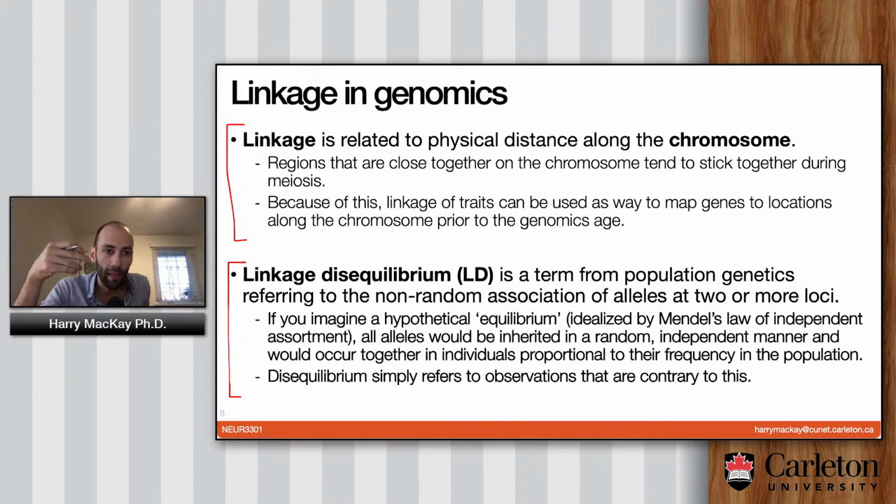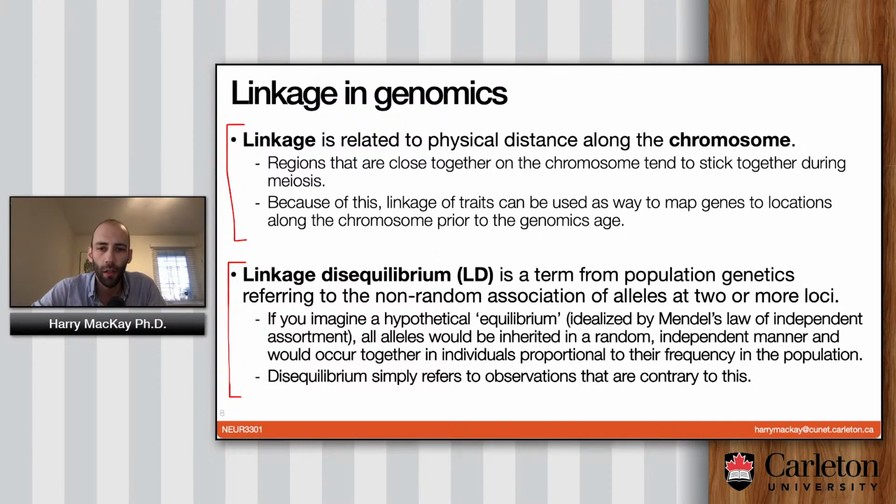Disequilibrium is simply the reverse of this. Wherever there is linkage disequilibrium, it's where the apparent linkage of two different alleles is higher than you would expect on the basis of this hypothetical random state of assortment. So let me see if I can put this into more concrete terms.